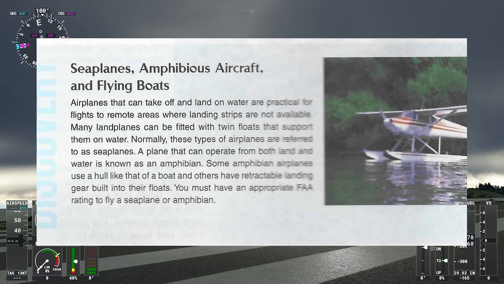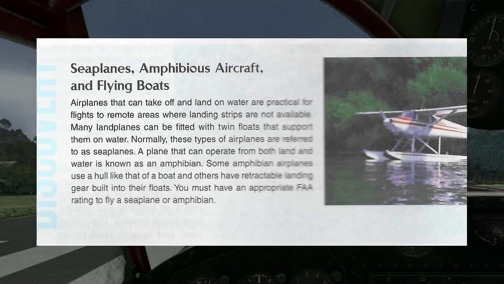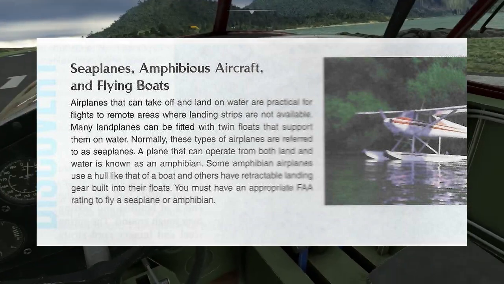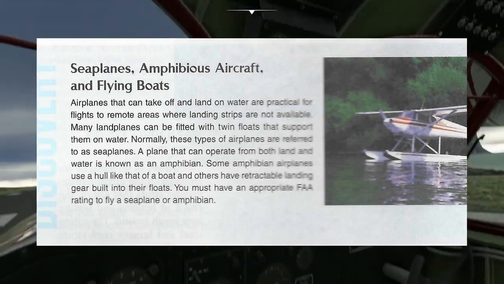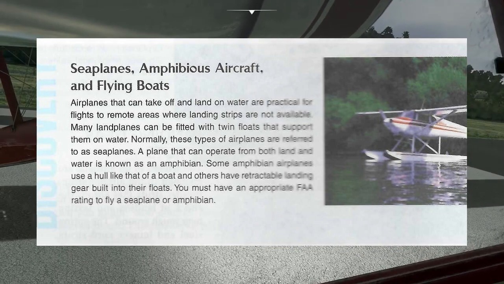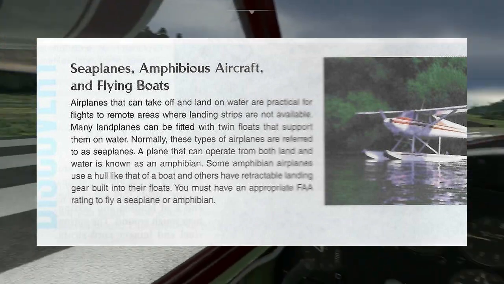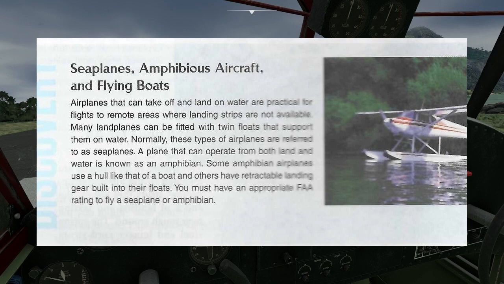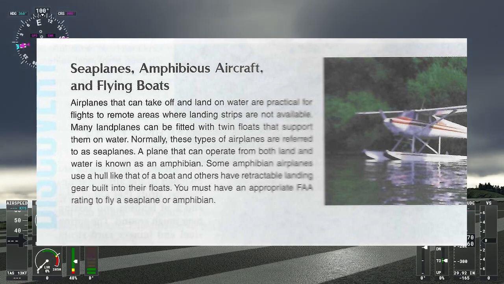You can see here, so seaplanes, amphibious aircraft, and flying boats. They take off and land in water. Oftentimes these are used in very remote locations, so up in Alaska or places where a paved runway might be somewhat hard to come by, but they are amazing aircraft, and I'm somewhat envious of any pilots that I know that own one of these, because I would love to have one.